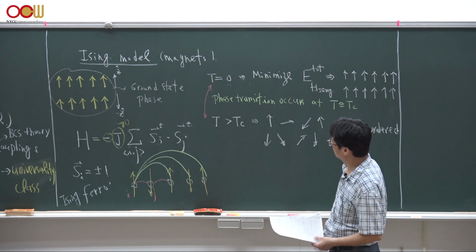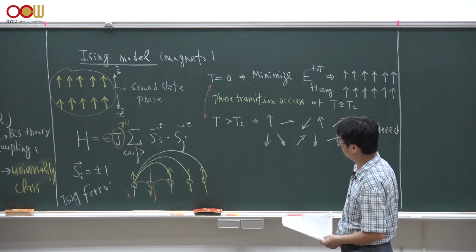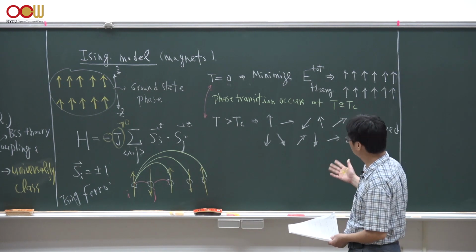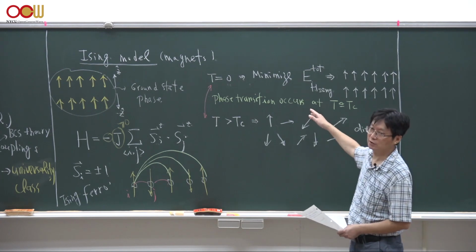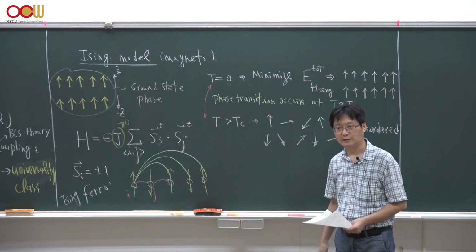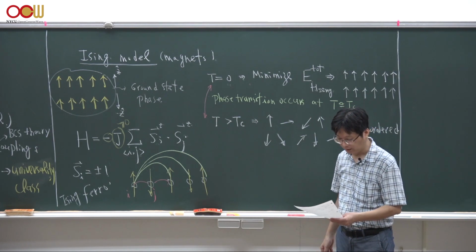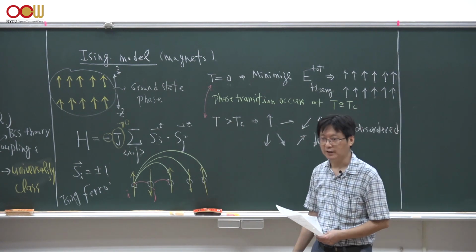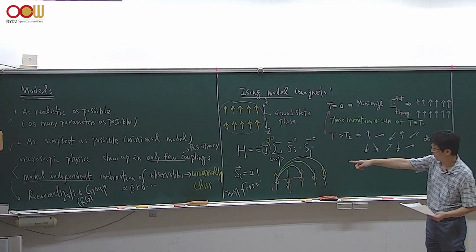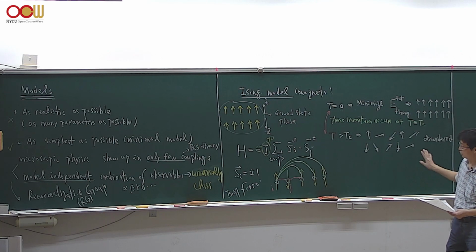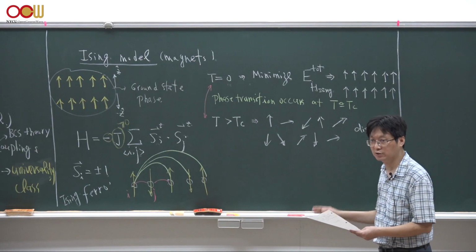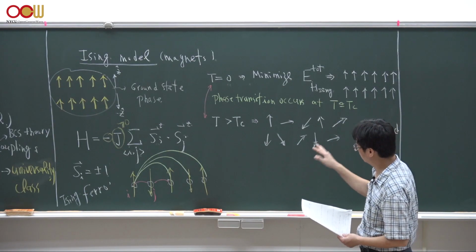And for the simplest toy model like this Ising ferromagnet, we are able to analyze this phase transition both analytically and numerically. And we can extract those critical behaviors and those critical exponents, alpha, beta, gamma, delta, and so on, in a more precise way. So this is what we will do next.